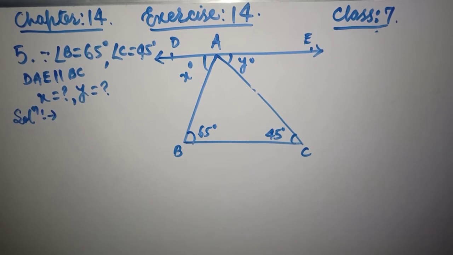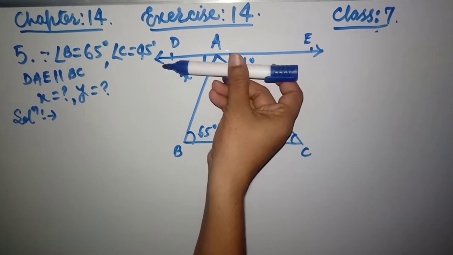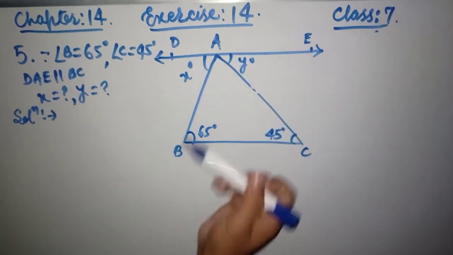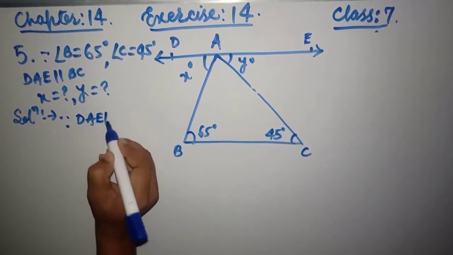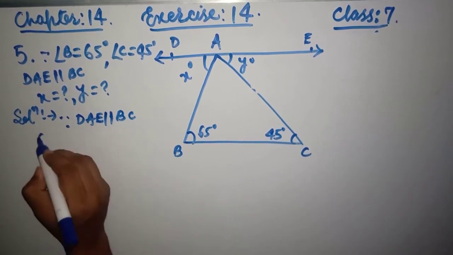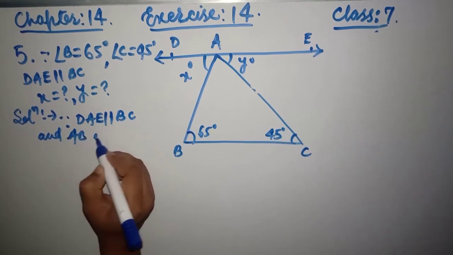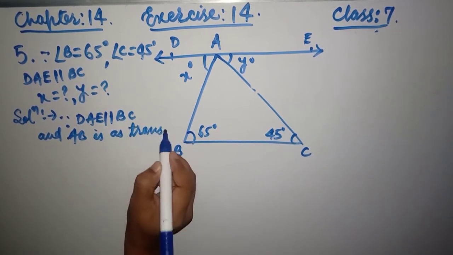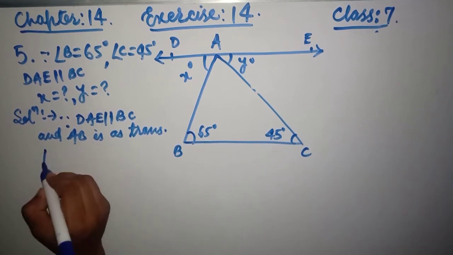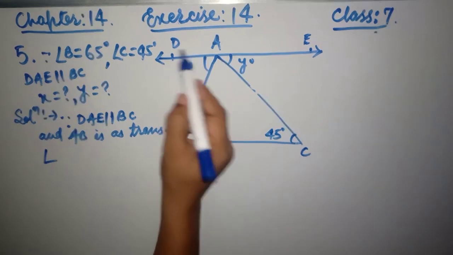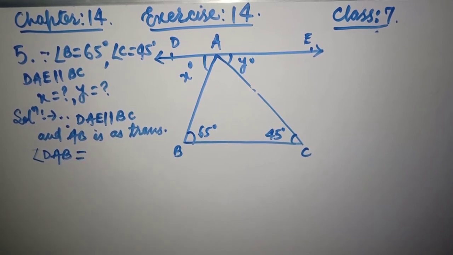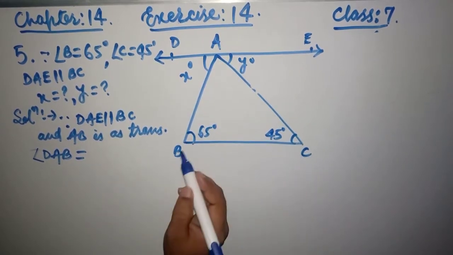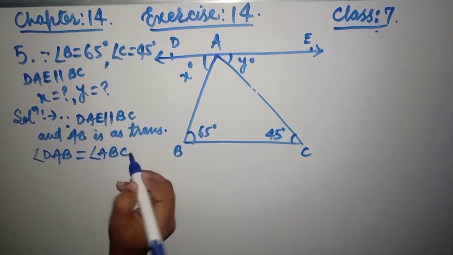Look at friends, since line DAE is parallel to BC, and AB is the transversal, then we can say angle DAB is equal to angle ABC, that means angle B.